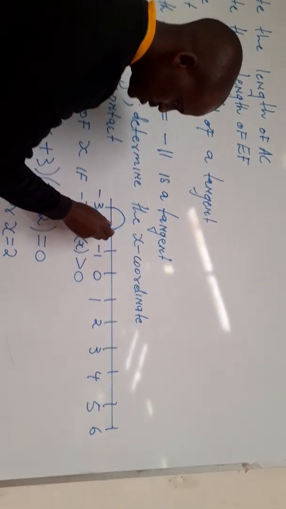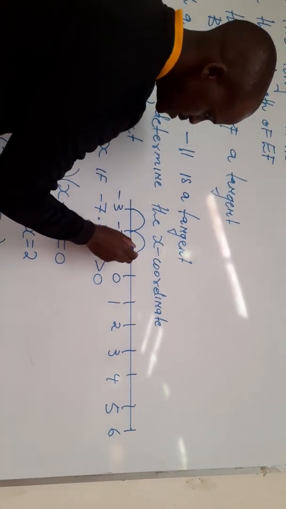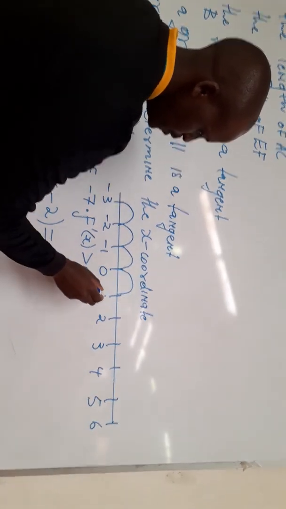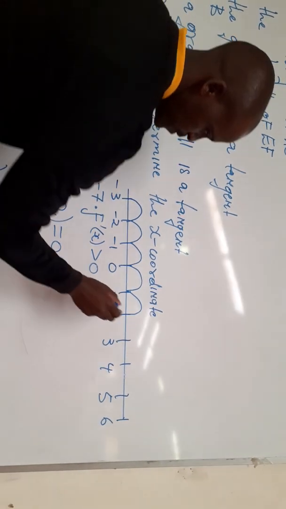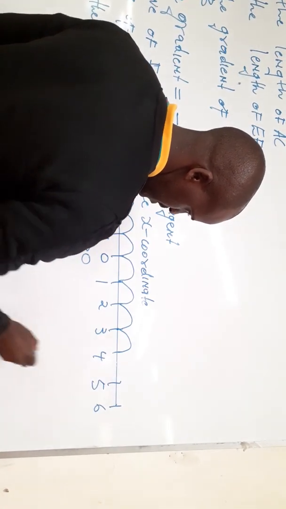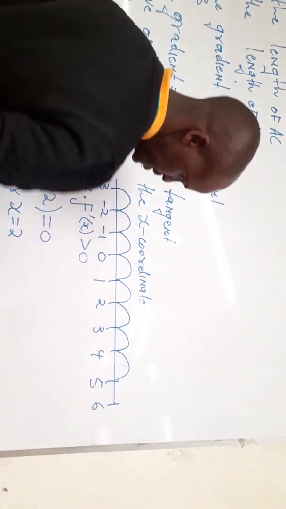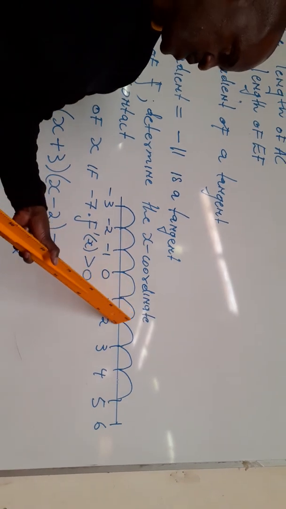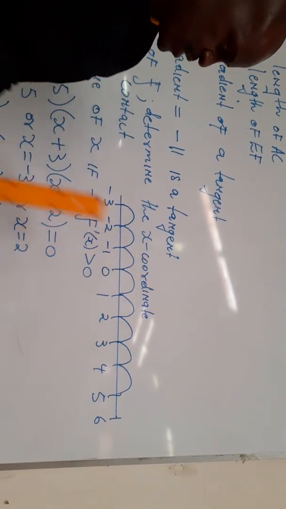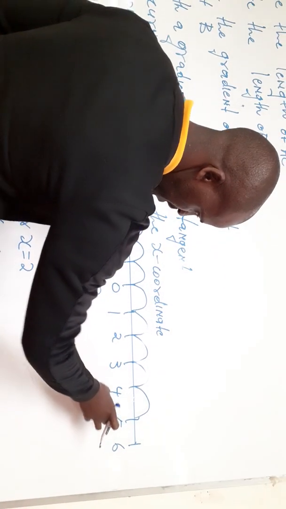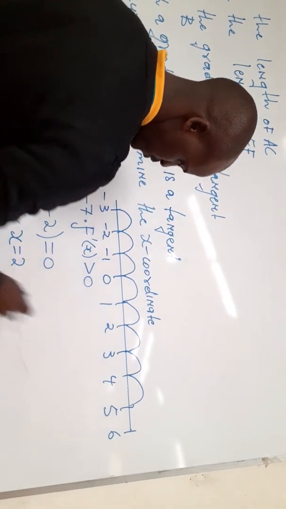To find this, it's 1, 2, 3, 4, 5, 6, 7, 8. It's 1, 2, 3, 4, 5, 6, 7, 8. So that means from negative 3 to positive 5, that is 8 units.